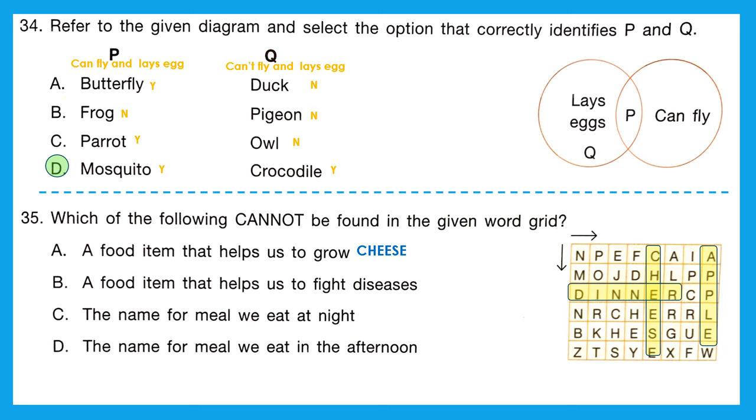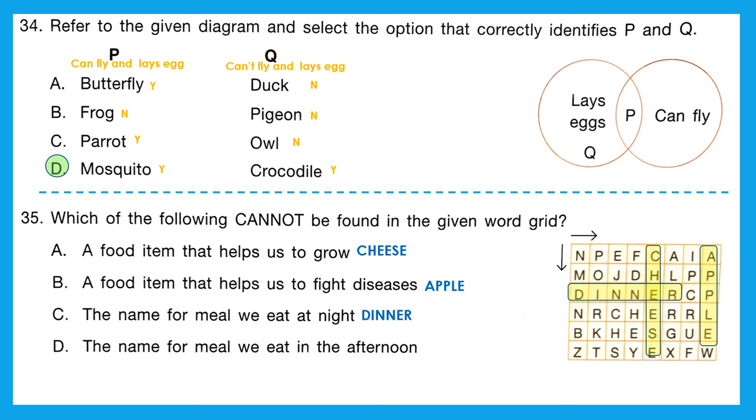Option B, a food item that helps us to fight diseases. Any fruit or any vegetable is the one that helps us to fight diseases. And we have got apple in the word grid. So that matches, right? An apple a day keeps the doctor away. Option C, the name for the meal we eat at night. What do we eat at night? We eat dinner. We got our third match also.